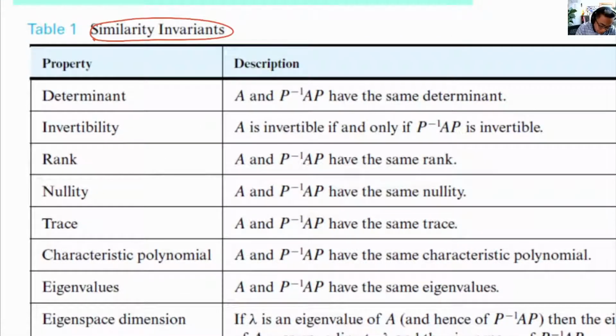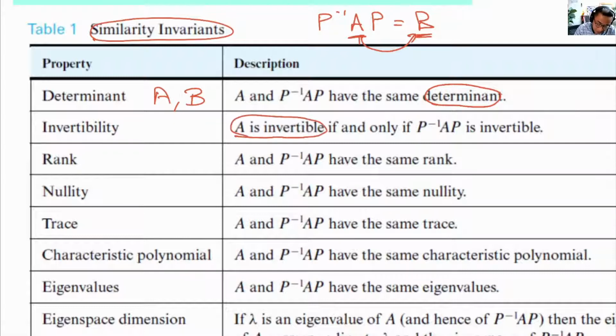They are the determinant of A and the determinant of B through this similarity transformation. That means we have P minus 1 A P equals B. Then matrices A and B have the same determinant. If A is invertible, then B is also invertible.